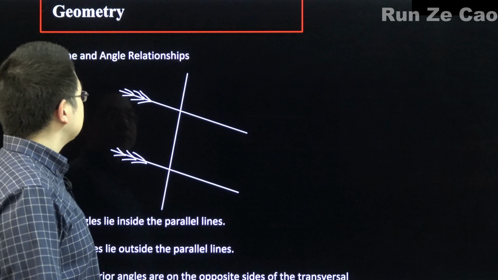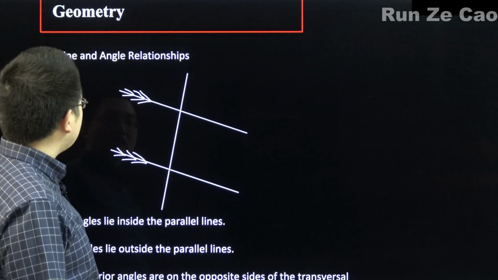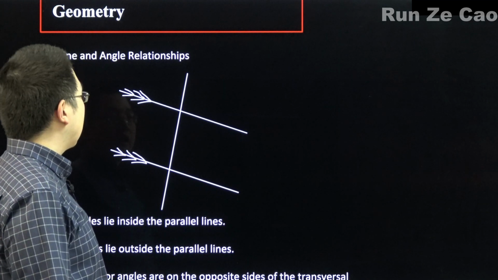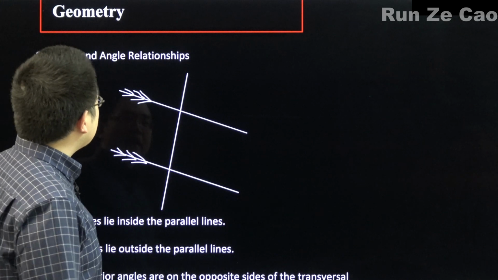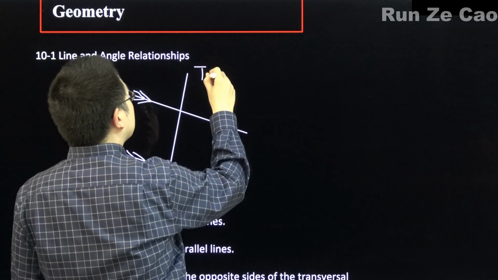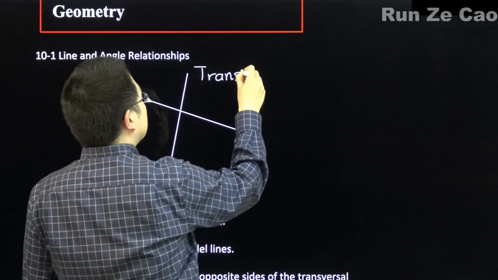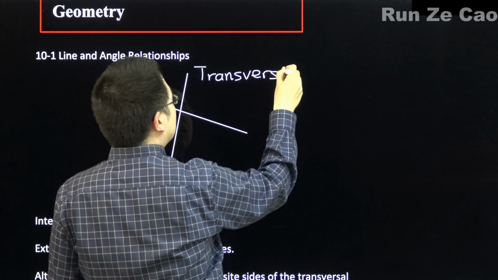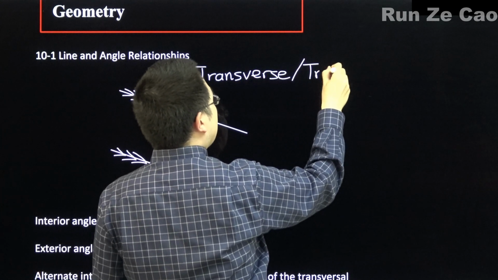And, well, what is this line that's crossing these two parallel lines? This line is known as the transverse, or transversal. Transverse or transversal. Okay.